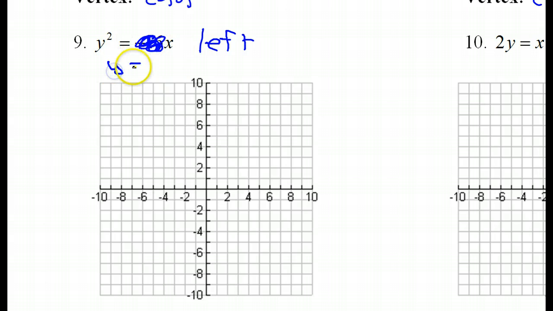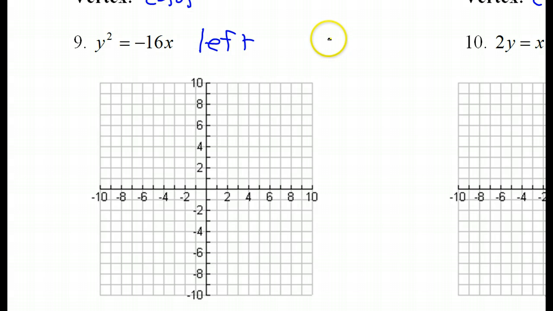A normal graph would be like y equals x squared, which written in this way would be like x squared equals y. So if the x is squared like normal, that's up, down. But if the y is squared, that's sideways. And the fact that I have a negative number here means it's sideways to the left.